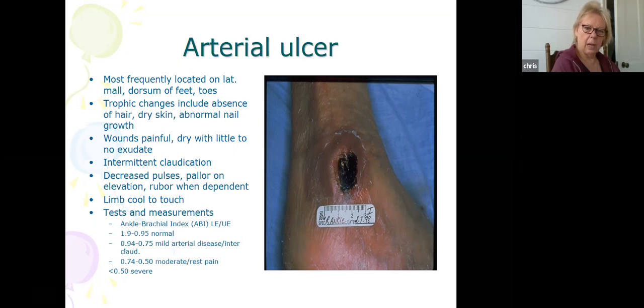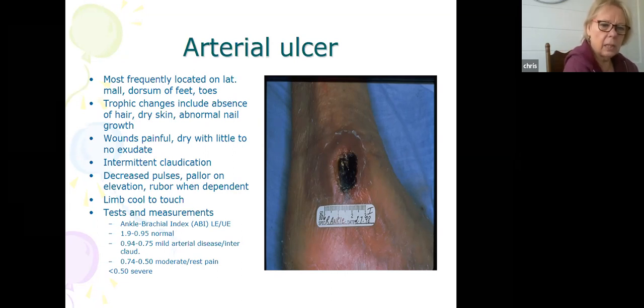One of the things you don't want to do is wrapping. What's the word I'm looking for? Compression wraps. Compression wraps are not done with arterial ulcers. Okay, you don't want compression wraps. The limb is cool to touch, and there are some tests you could do. One of those tests is when it says decreased pulses, pallor on elevation.